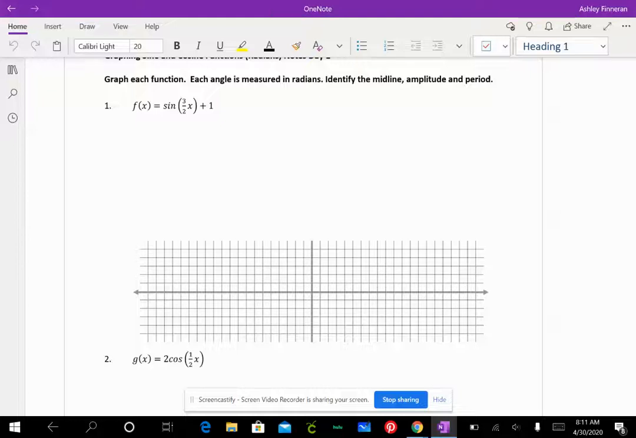Okay, so today we're going to start talking about graphing, but rather than the inputs being in degrees, they're going to be in radians. So from here on out, we're just going to assume that we are in radians.